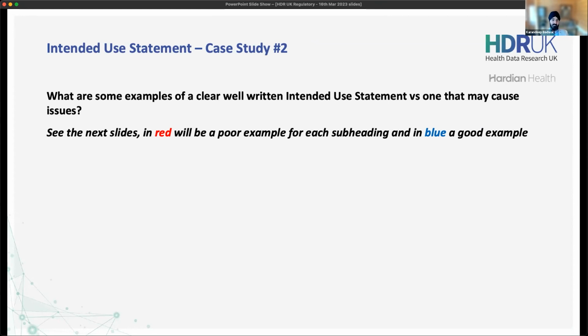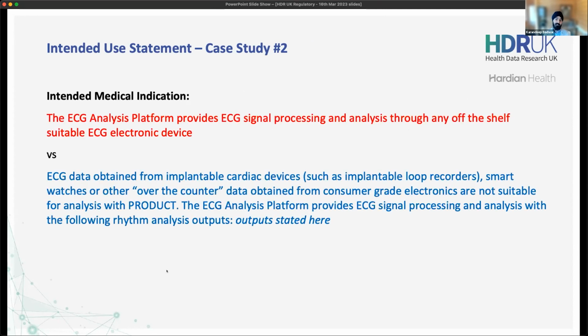For the next few slides, you're going to see examples in red, which are a poor example and may be ambiguous, and then blue is going to be a good example. So this is the next slide. Intended medical indication in red: the ECG analysis platform provides its ECG signal processing and analysis through any of the off-shelf suitable ECG electronic devices. Versus: ECG data is obtained from an implantable cardiac device. So it says where it is actually being obtained from. Smartwatches or any other over-the-counter data obtained from consumer-grade electronics are not suitable for analysis with the product.